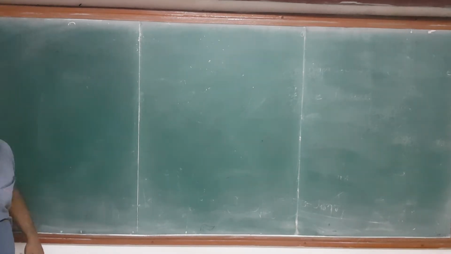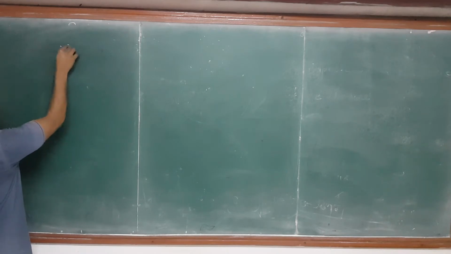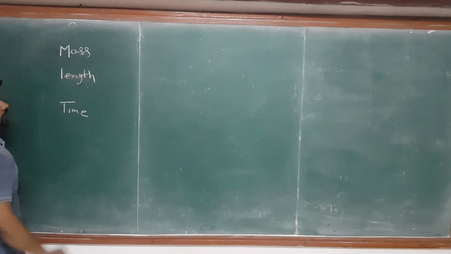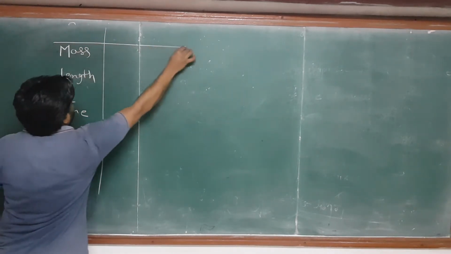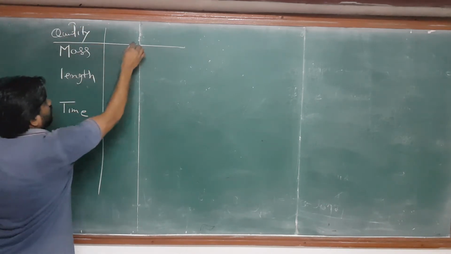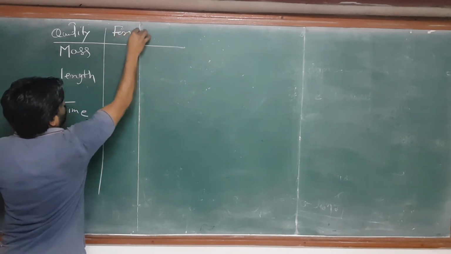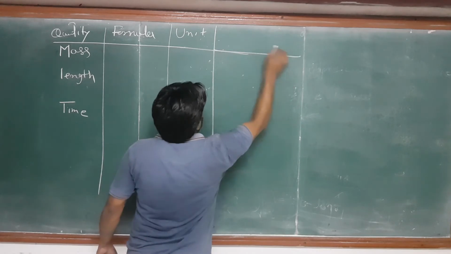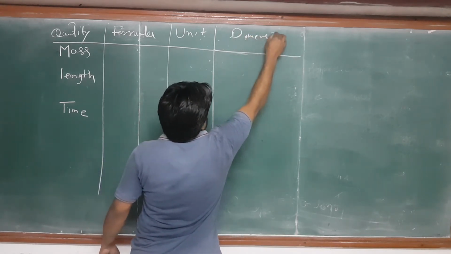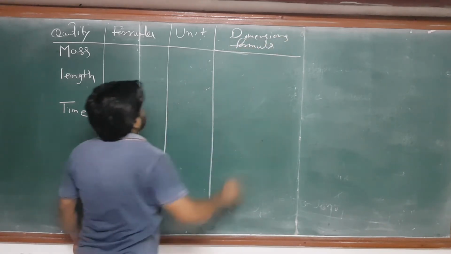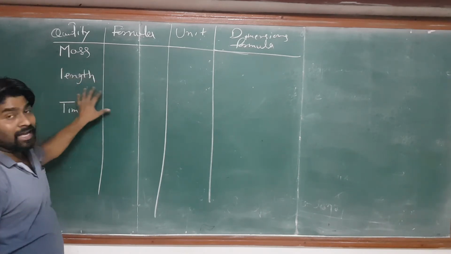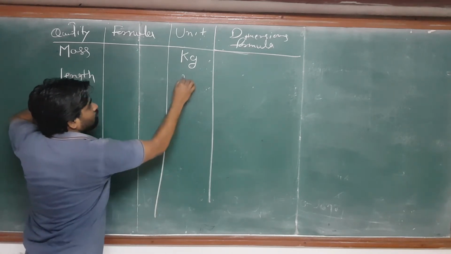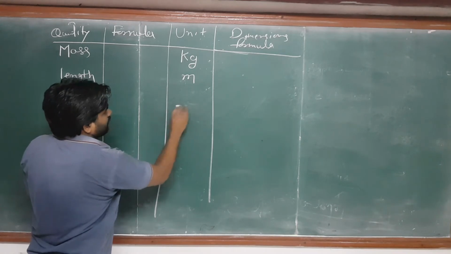So here I am taking some examples: the mass, length, time. The mass is a quantity, so I am making a table: quantity, formula, unit, and dimensions formula. Mass has no formula, length has no formula, and time has no formula, but the unit of mass is the kilogram, the unit of length is the meter, and the unit of time is the second, right?